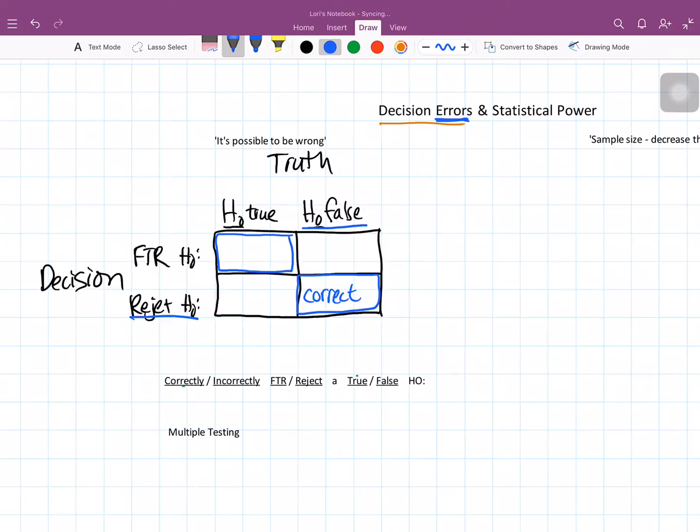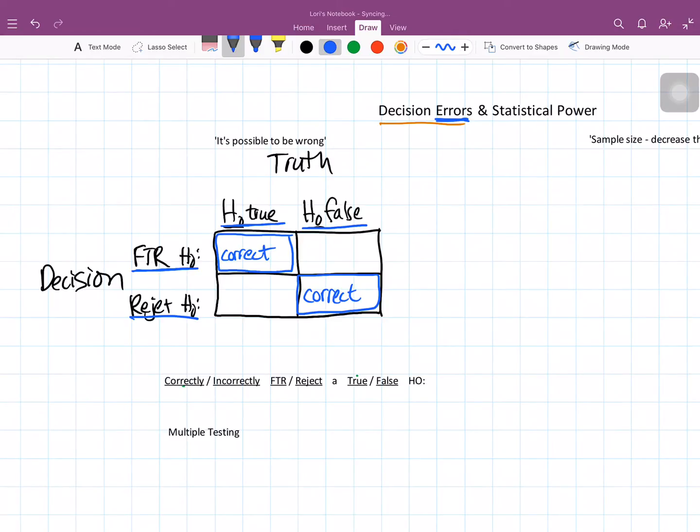So we were correct. On the other hand, if we fail to reject the null hypothesis and it turns out, if we had perfect knowledge of everything, that the null hypothesis is true, we were correct again. We shouldn't go around rejecting null hypotheses that are true because they are true. And so we should say, okay, you are true.